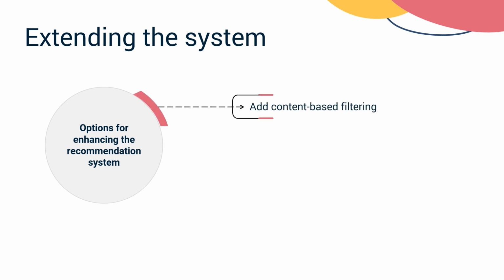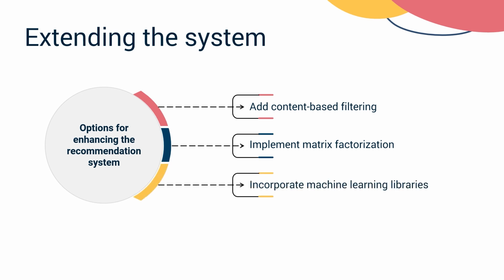As you become more comfortable, there are several ways you could enhance this recommendation system. One option is to add content-based filtering, which recommends movies based on features such as genre, actors, or director from films the user already enjoys. You could also implement matrix factorization, a more advanced technique that works well with larger datasets and helps address cold start problems. Finally, you might consider incorporating machine learning libraries. Java offers powerful tools like Deeplearning4J and Weka that can support the development of more sophisticated AI solutions.